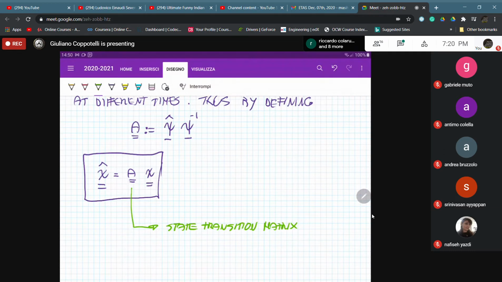I hope that you saw this state transition matrix many times when you were preparing the Battilotti's course. I hope so, of course.